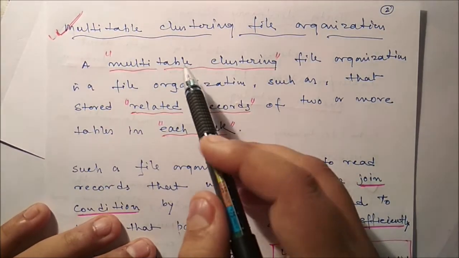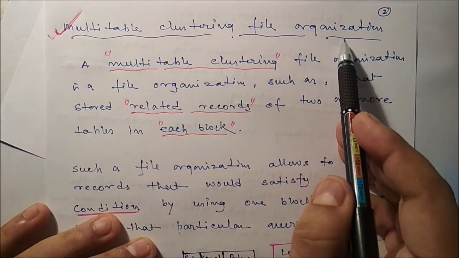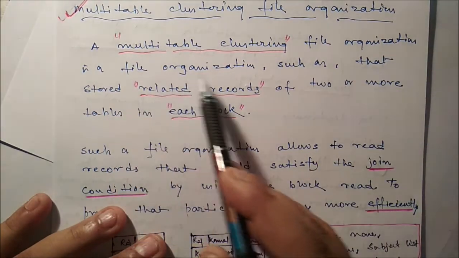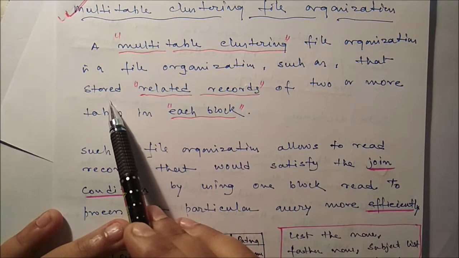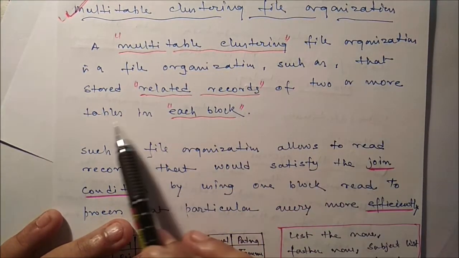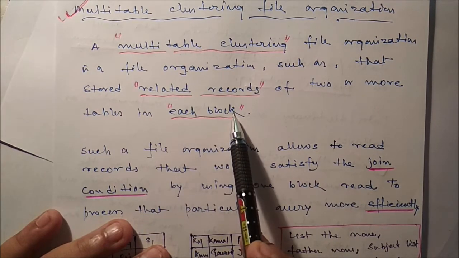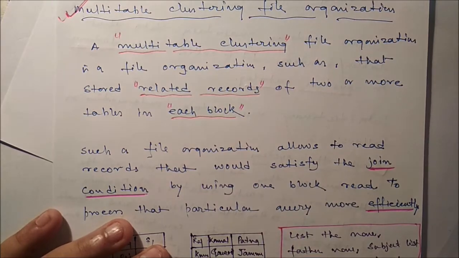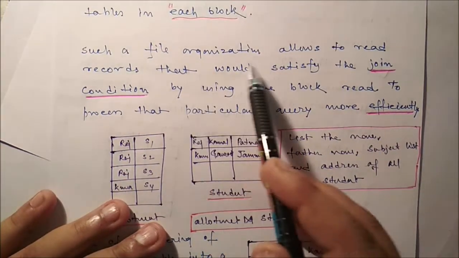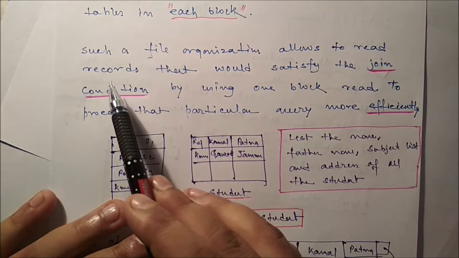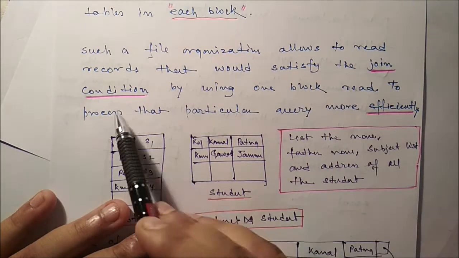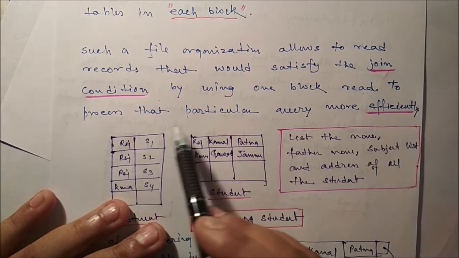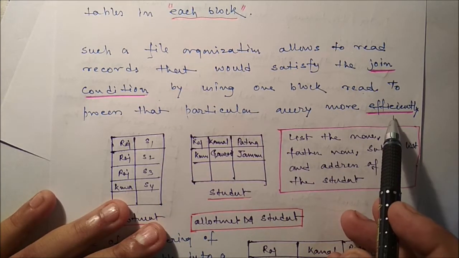One concept is there that is called multi-table clustering file organization. We can see what that is. A multi-table clustering file organization is a file organization that stores related records of 2 or more tables in each block. So here we store related tables in a single block. Such a file organization allows us to read records that satisfy the join condition by using one block read, and to process that particular query more efficiently.